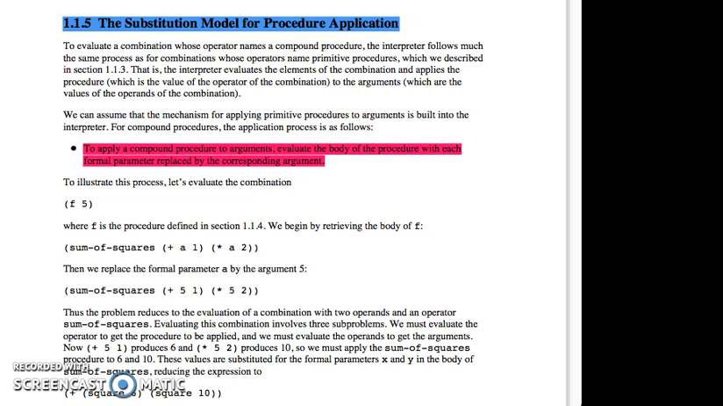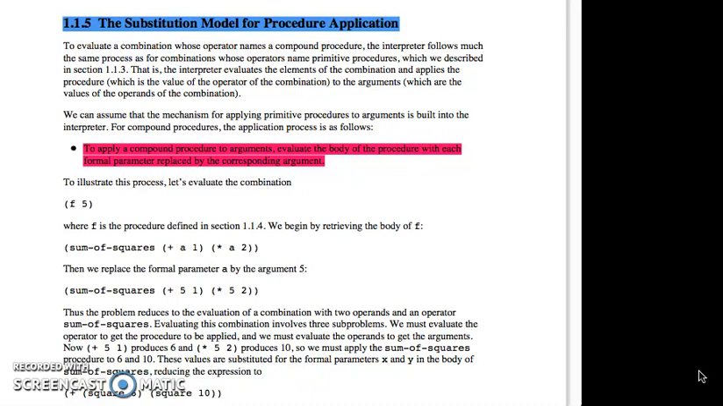1.1.5 The Substitution Model for Procedure Application. To evaluate a combination whose operator names a compound procedure, the interpreter follows much the same process as for combinations whose operators name primitive procedures, which we described in section 1.1.3. That is, the interpreter evaluates the elements of the combination and applies the procedure, which is the value of the operator, to the arguments, which are the values of the operands of the combination.